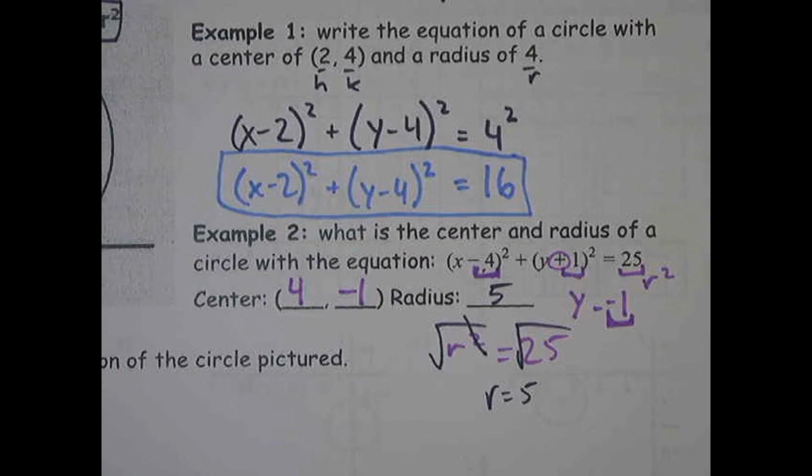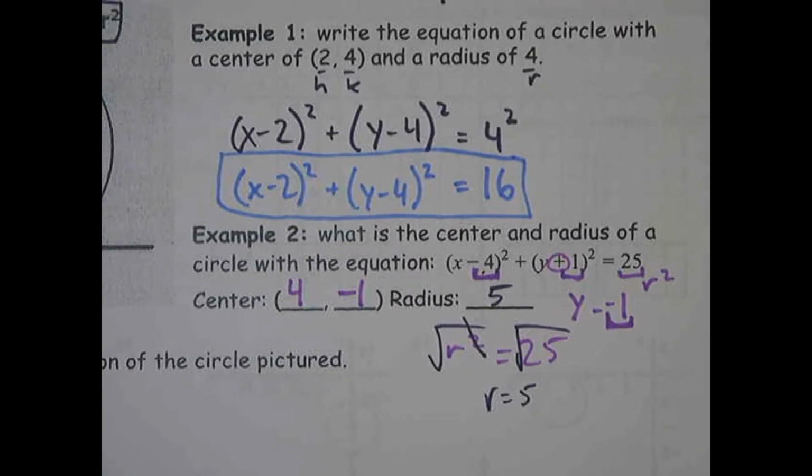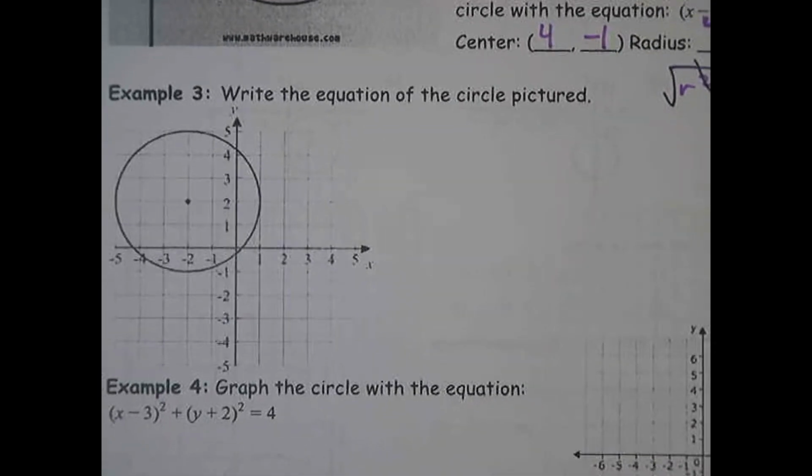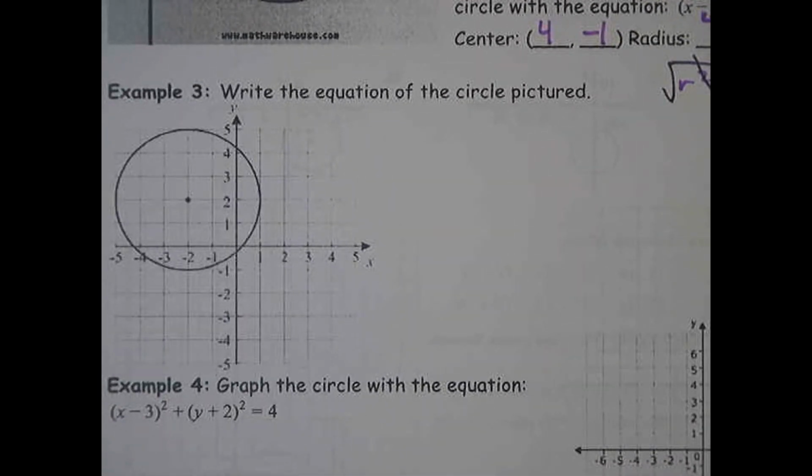Another thing we can do, we can take this a step further and actually look at the graph. So now we're going to jump over here to example 3: write the equation of the circle pictured. Kind of like in example 1, we were given a center and a radius. So this is just taking it a step back a little bit.